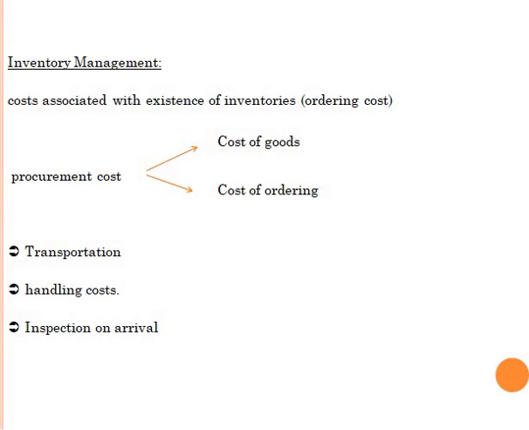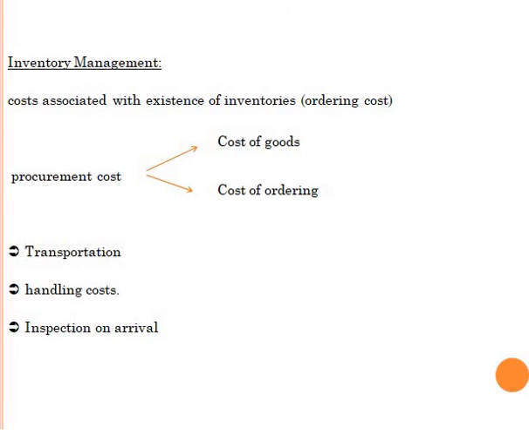We also have some costs related to the ordering. Each time you make an order, you will have to pay extra costs, because when you do the procurement, when you purchase any raw material, you will have to pay for the cost of the raw material plus the cost of ordering those raw material.